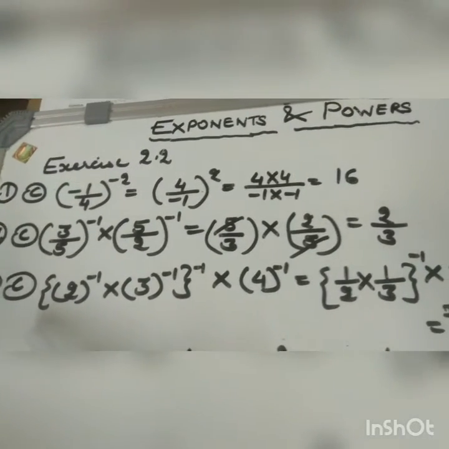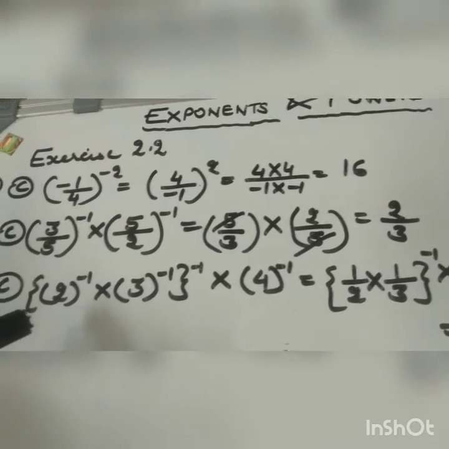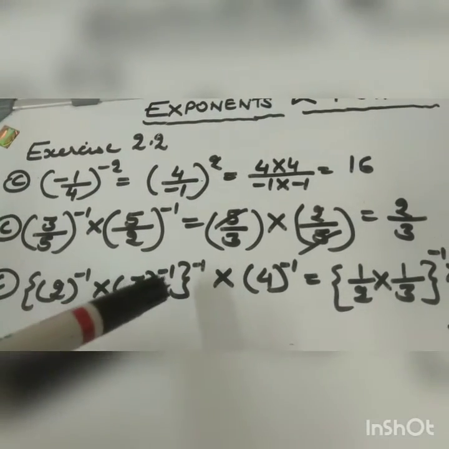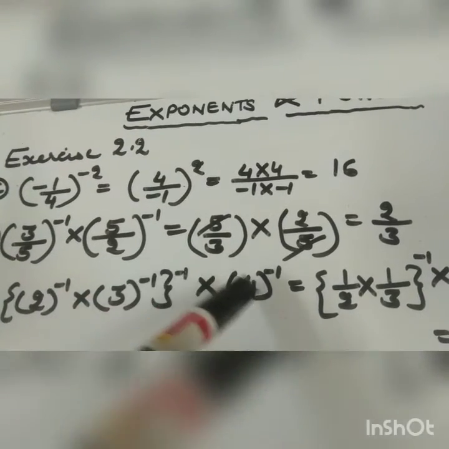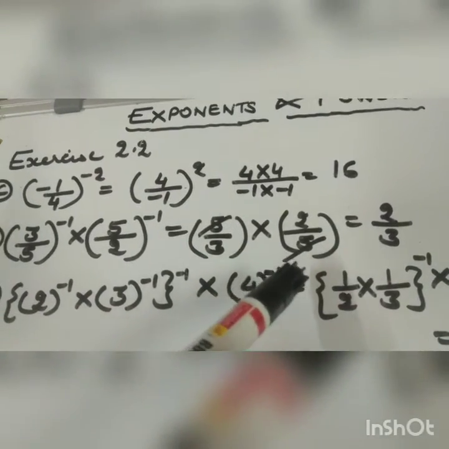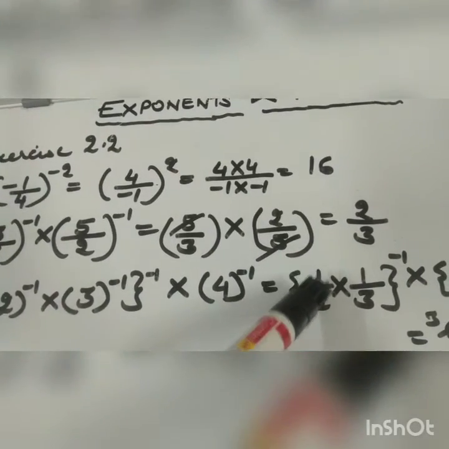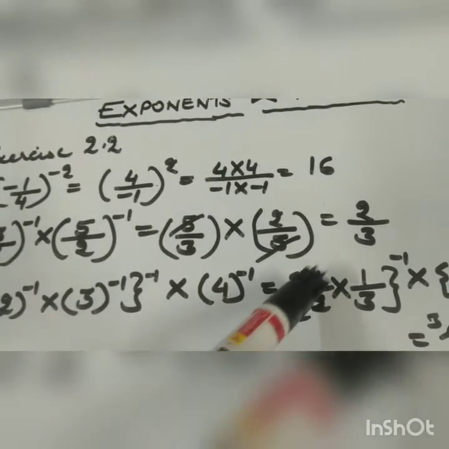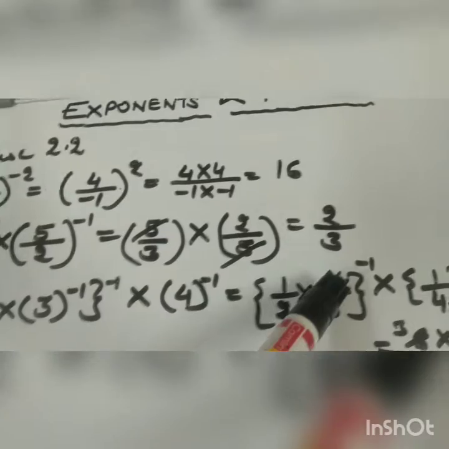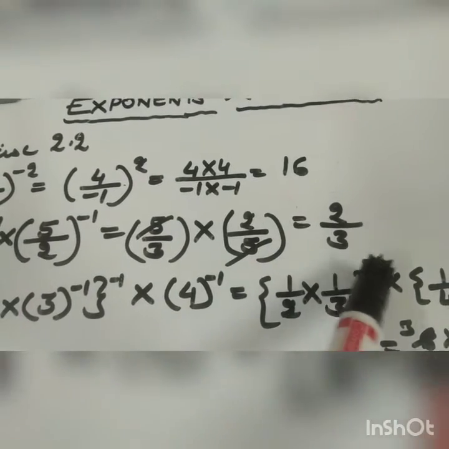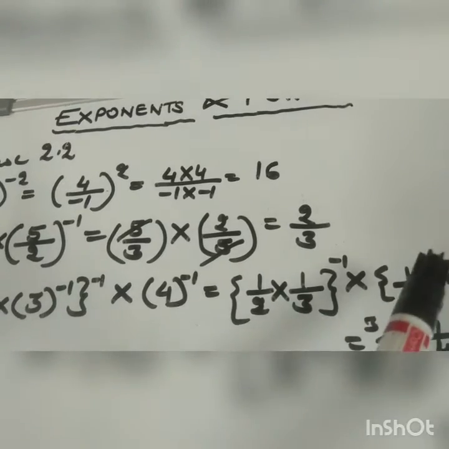Now, question number 3C, again it's the same simplification question. 2 to the power minus 1 into 3 to the power minus 1 whole to the power minus 1 into 4 to the power minus 1. Now 2 to the power minus 1, change it to positive, 1 by 2 to the power 1. Usually power 1 we don't write, so I am writing only the reciprocal. Into 1 by 3 to the power minus 1 into 1 by 4 to the power 1.